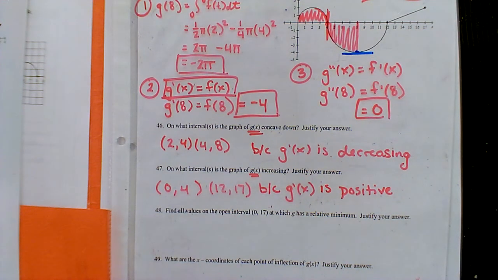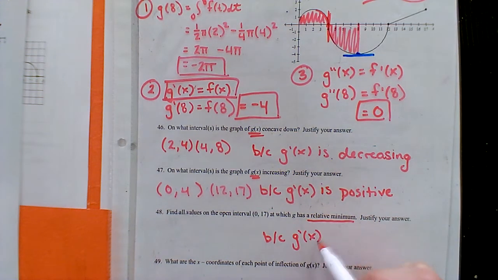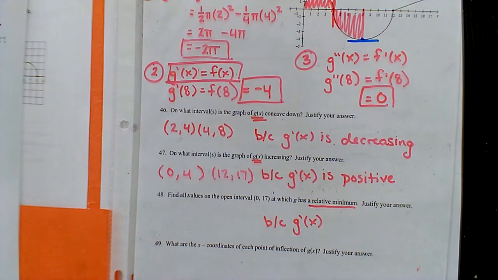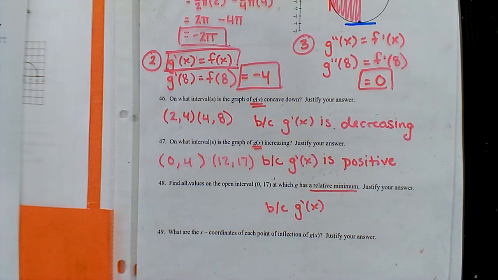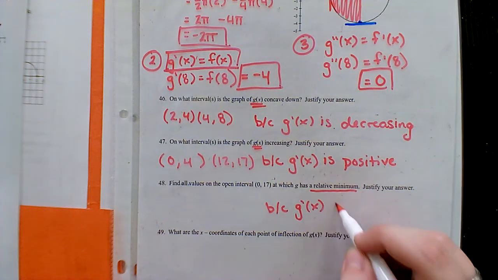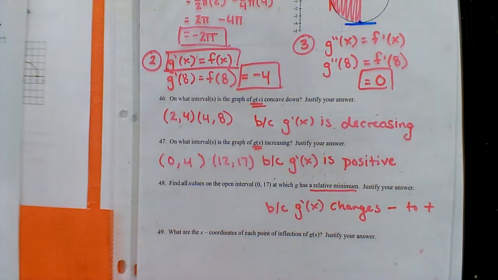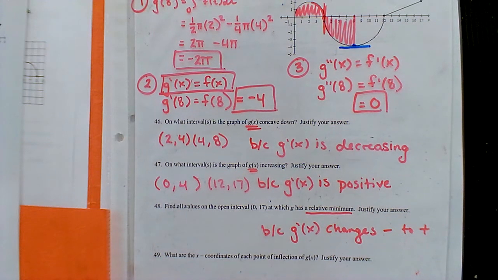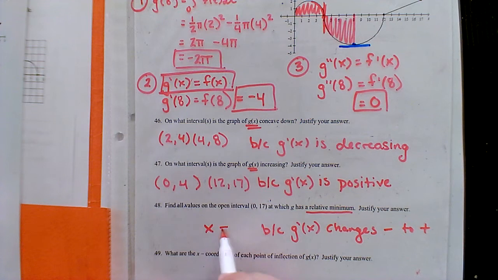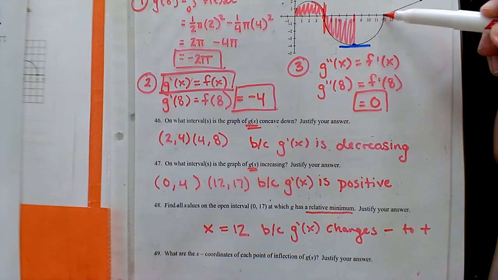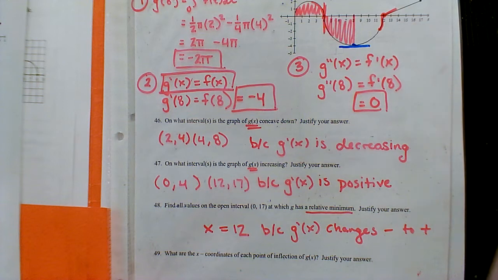Find the values on the open interval from 0 to 17 at which g has a relative minimum. Justify your answer. If the graph above is the graph of g prime, what does it have to do in order for you to identify a minimum? There we go. Changes negative to positive. So can you find a spot on that graph where it changes negative to positive? You see it? 12. You're negative before, positive after.